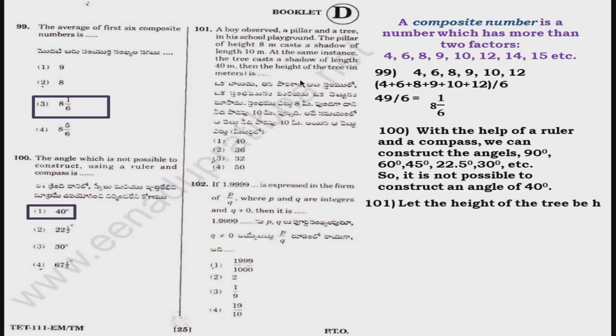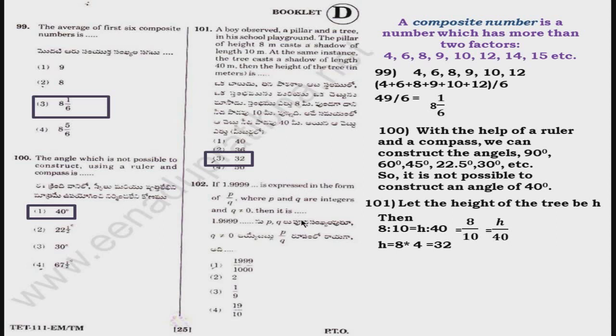What is the height? Now, let the height of the tree be h. We are considering it as h. Then if the pillar is 8 meters, it's casting a shadow of 10 meters. So 8 is to 10 is equal to. Similarly, we don't know the height of the tree, so we have considered it as h is to, what is the shadow it is casting? 40. So 8 by 10 is equal to h by 40. Now what you will do? 8 into 40 by 10 is equal to h. So 10 fours are 40. So 8 fours are, what is the answer? You will get 32. Okay, 32 meters.